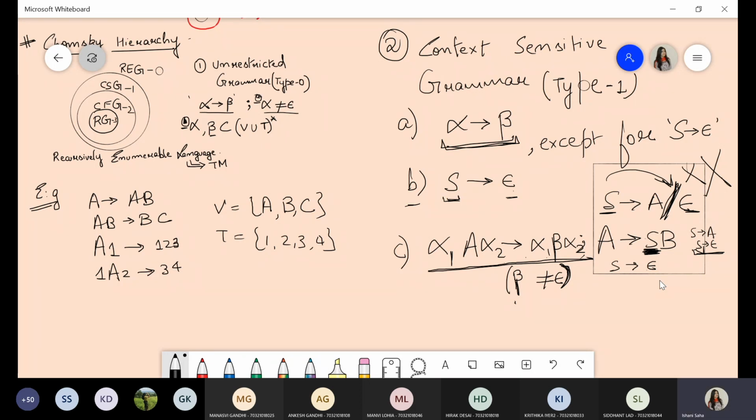Now next write down alpha 1 and alpha 2 may or may not be empty. Write it down. Alpha 1 and alpha 2 may or may not be empty. It could be empty also. That means there are no variables or terminals there. Or they are empty and only a single symbol is there on the left hand side. But at the same time, the restriction says that the right hand side variables or terminals length should be greater than that of the left hand side.